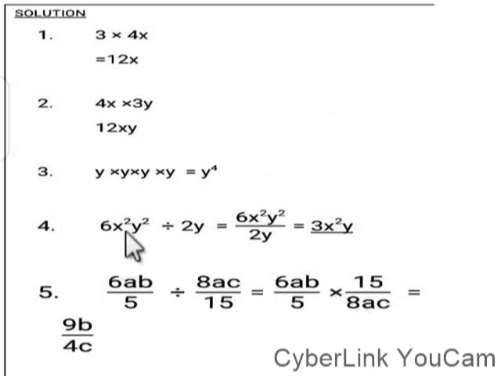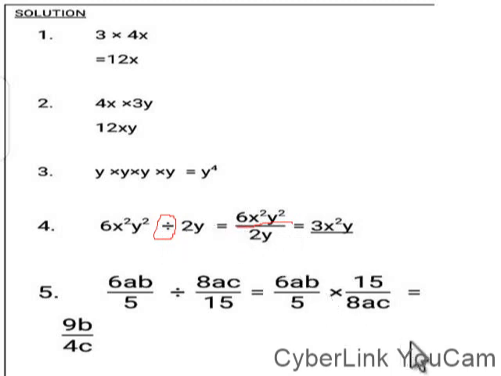Then number 4, we have 6x squared y squared divided by 2y. I represent this in this form, representing this sign of division with this line of division here. They are the same thing. So what I have will now be 6x squared y squared, which is what I have here at the numerator, divided by, which means the same thing as this line, 2y.